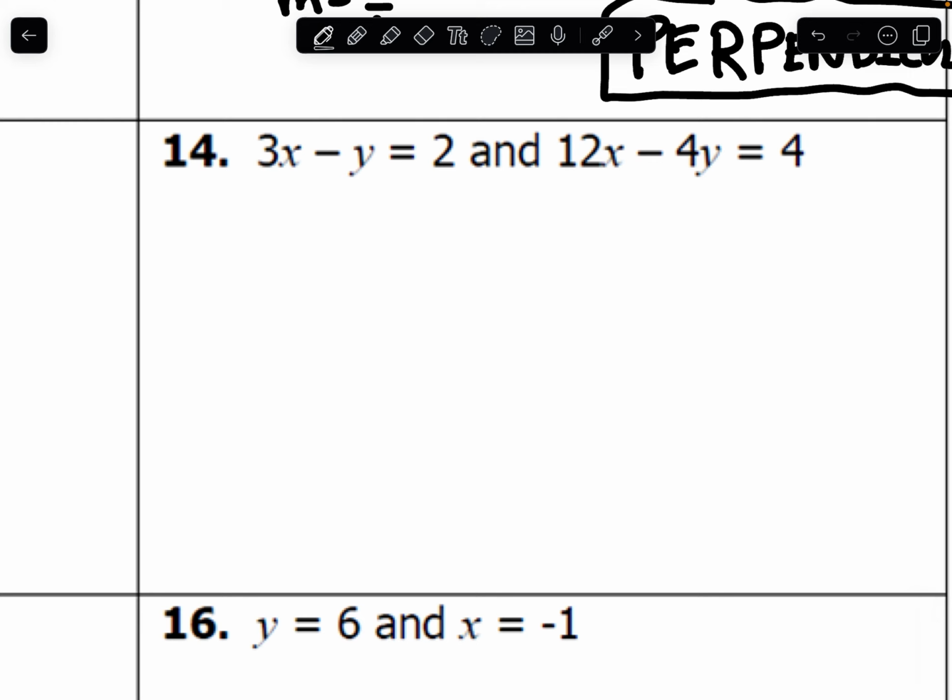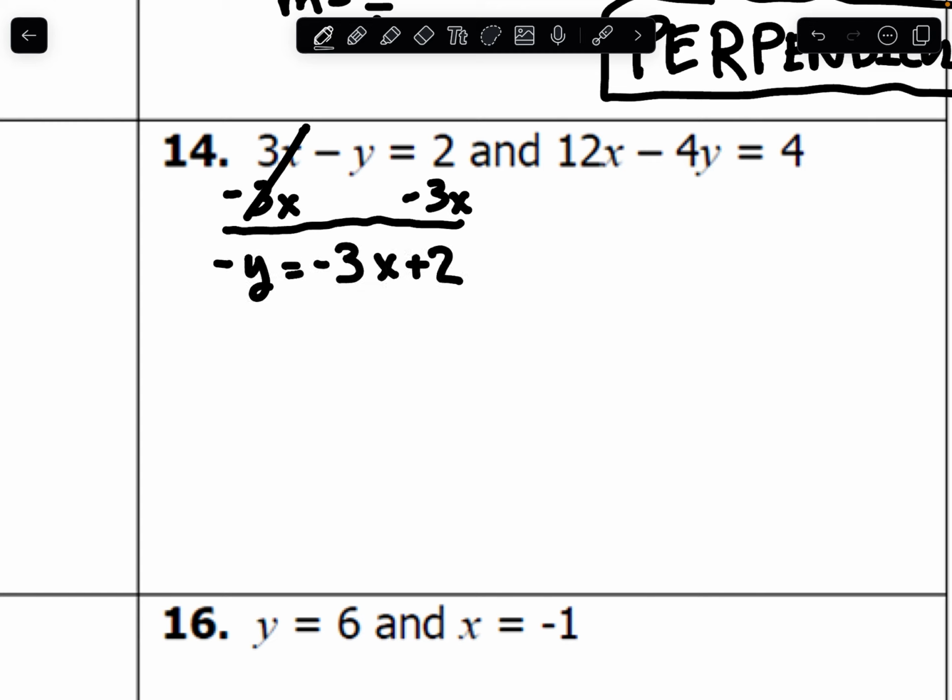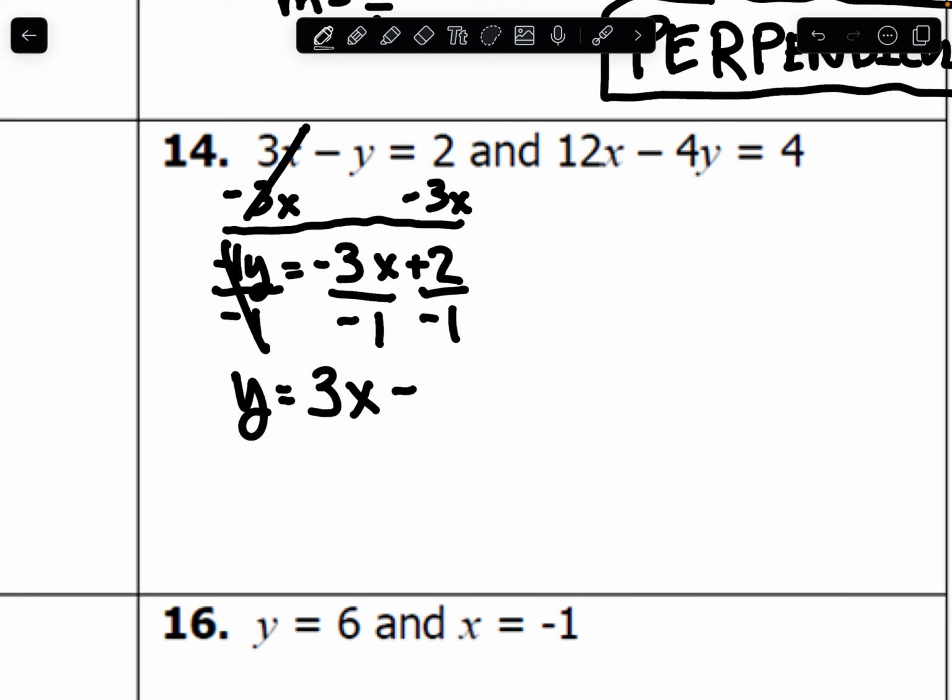If we look at 14, these are both in standard form, guys. It's a little bit much, but again, solve for y. Minus 3x, minus 3x. Negative y equals negative 3x plus 2. Again, that's dividing by a negative 1, which most people forget. And then y equals negative 3 divided by negative 1, which is a positive 3x, and then negative 2. So my m equals whatever number is next to x, which is 3.